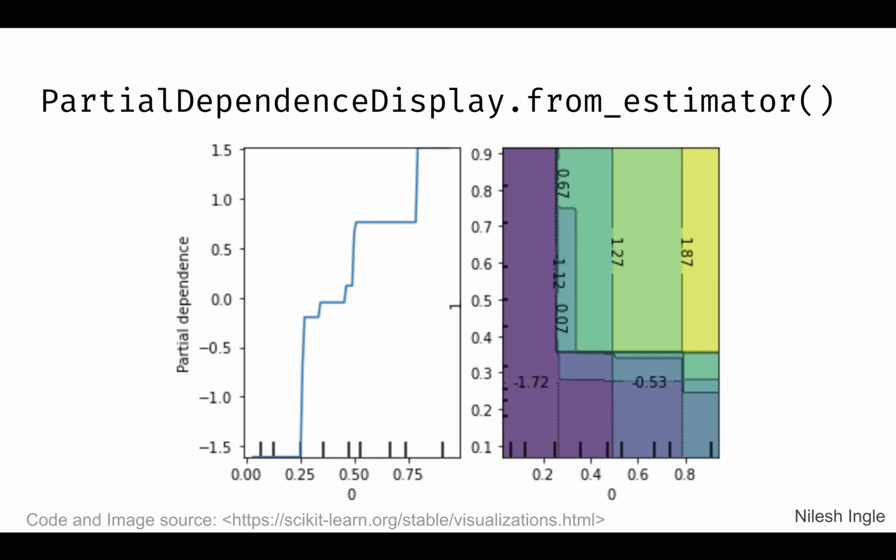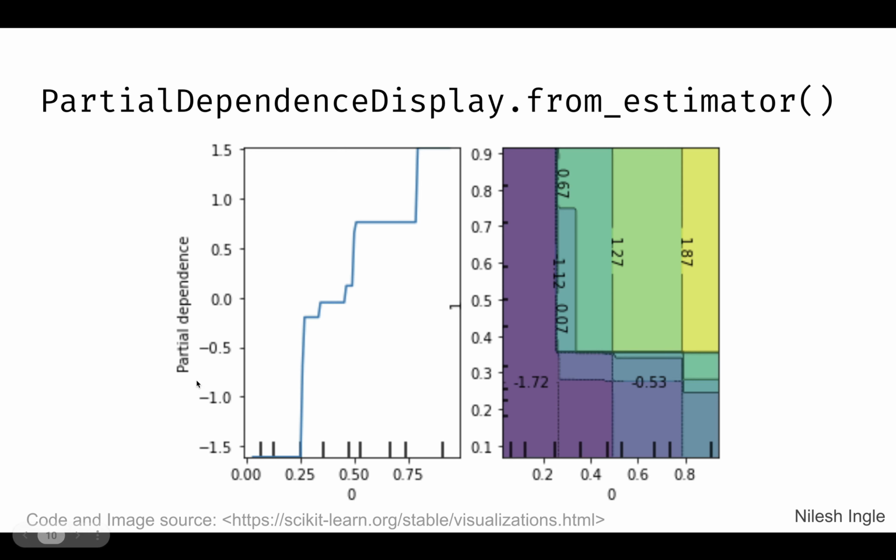Next, this is the partial dependence display dot from_estimator. This is the plot we saw earlier as well. What we are trying to do here is see if a particular feature in the data set has an effect on the target, and in doing so we can find out if that particular feature is important. So here we can see that feature 0 is shown on the x-axis.